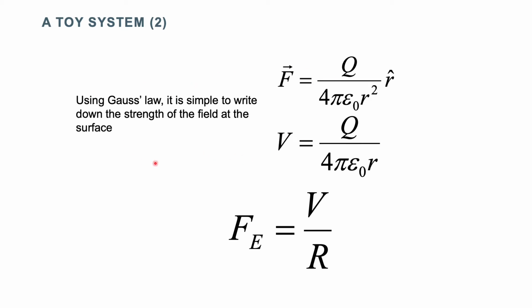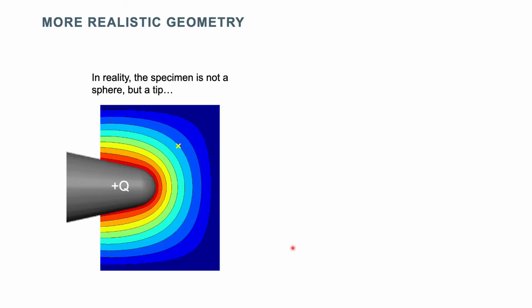The thing is, if we use Gauss's law, it's really quite simple to write what the field is like, what the potential is like, and the field at the surface is going to be the voltage that we apply divided by the radius of the sphere. If we look at a more realistic geometry for a needle-shaped specimen, we don't really have a sphere. We have a spherical cap sitting on a truncated cone. The distribution of the potential is not exactly as straightforward, but it can be calculated, estimated fairly accurately.